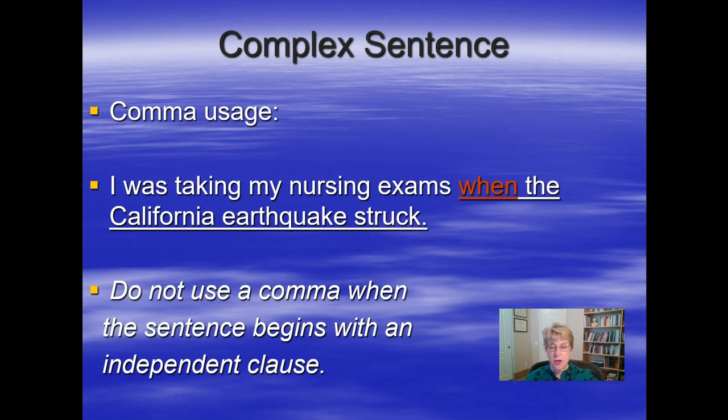Do not use a comma when the sentence begins with an independent clause. And we know that this is an independent clause because there's no subordinating conjunction. It's here in the middle of the sentence, signaling that we do not need a comma.